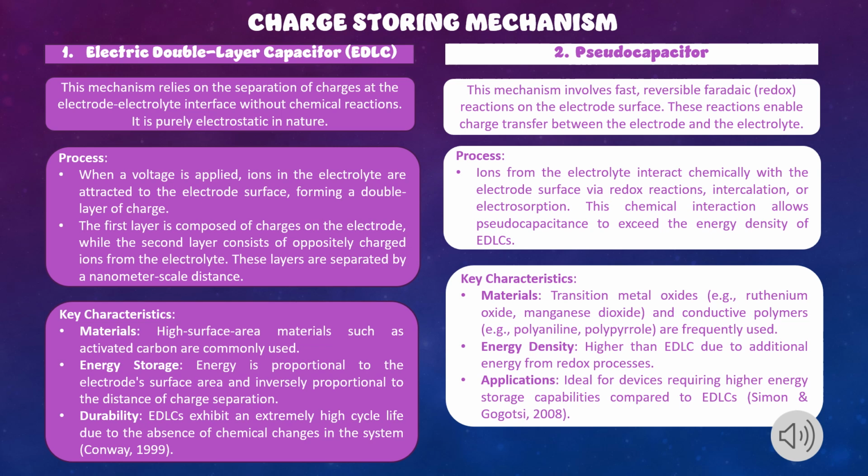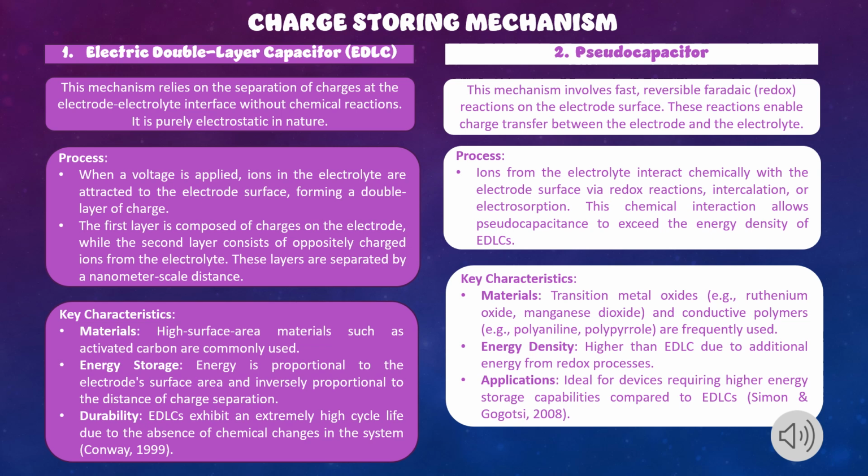The process is, when a voltage is applied, ions in the electrolyte are attracted to the electrode surface, forming a double layer of charge. The first layer is composed of charges on the electrode, while the second layer consists of oppositely charged ions from the electrolyte.